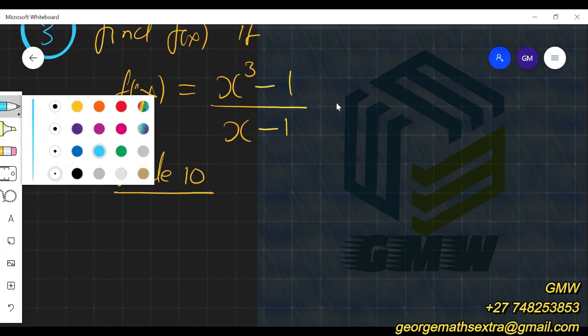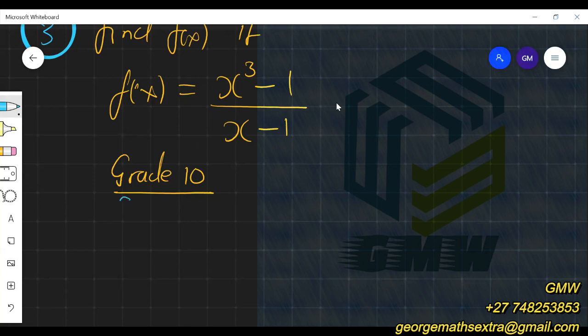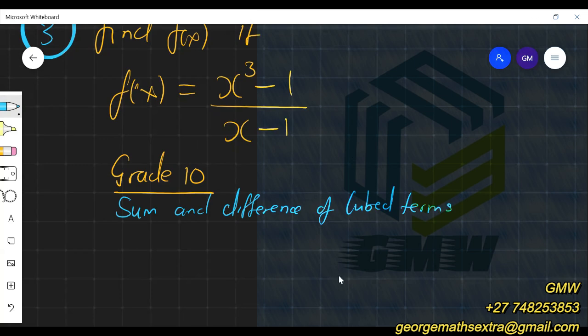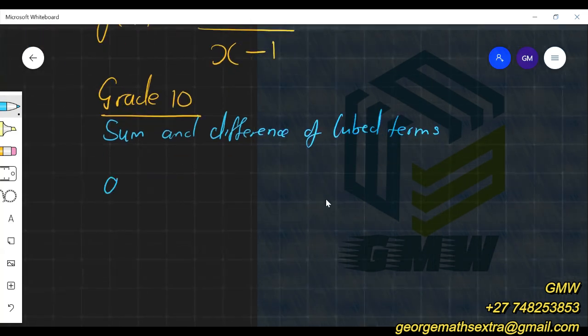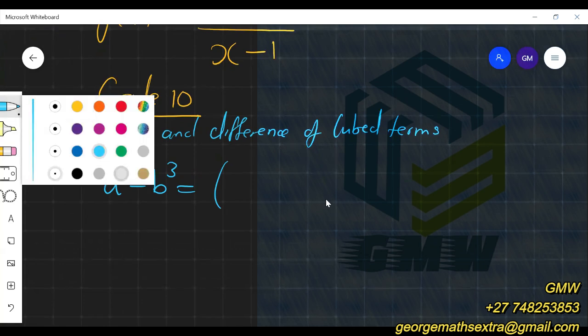In grade 10, under factorization, there was what was called sum and difference of cubed terms. Do you remember this? Yes. Where you dealt with things like a cubed minus b cubed, right? What do you do? Do you remember how it was done? No. Okay, let me show you the steps.